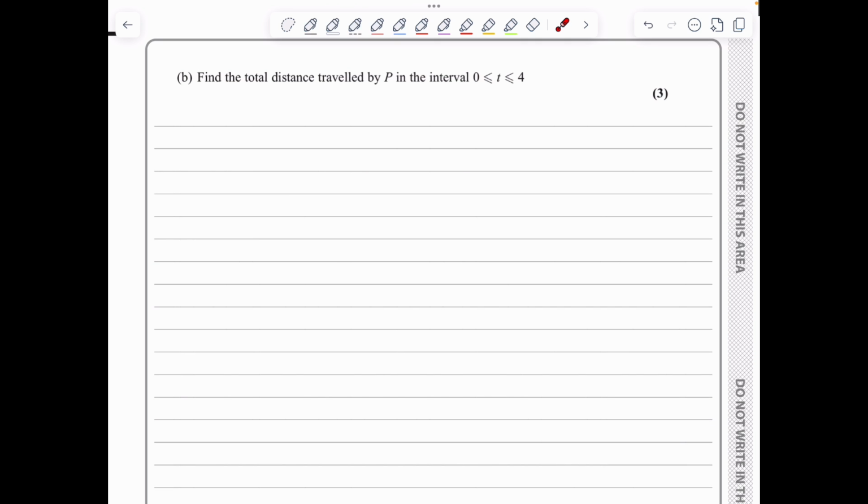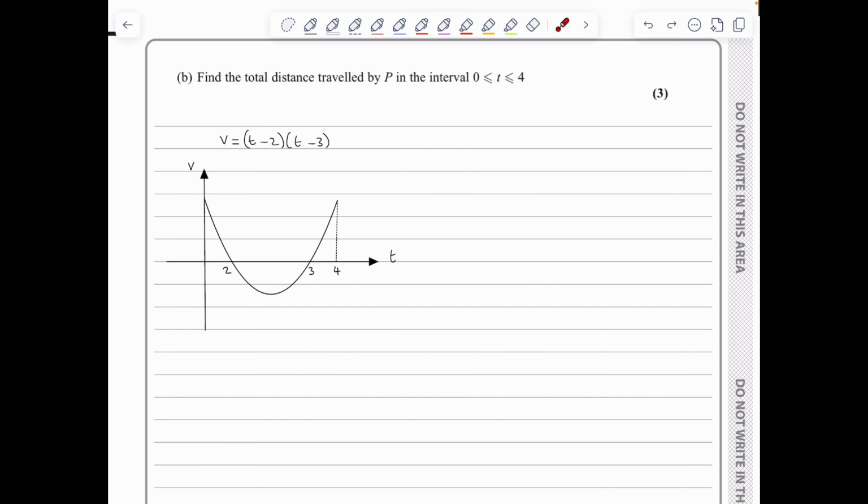Now in part B, we need to find the total distance traveled by P in the interval 0 to 4. So the first thing to do is sketch the graph of the velocity against the time. We have already established that v is (t minus 2)(t minus 3). It's a smiley-shaped parabola. We have found that the two times at which the particle is instantaneously at rest are 2 and 3. So the graph of v against t looks something like this.